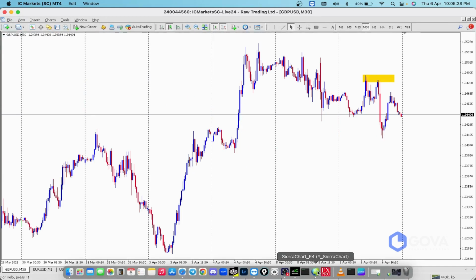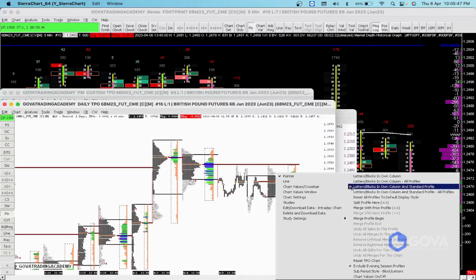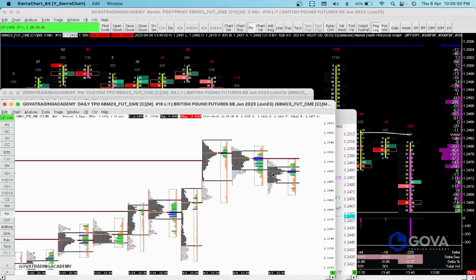Now this is the Sierrachart icon. Okay, now on my Sierrachart, this is the daily TPO chart and this is the 30 minutes time frame. You can see the 30 minutes time frame on Sierrachart is looking exactly the same as the candlestick chart. You can see the picture here, right? So let me open the profile.